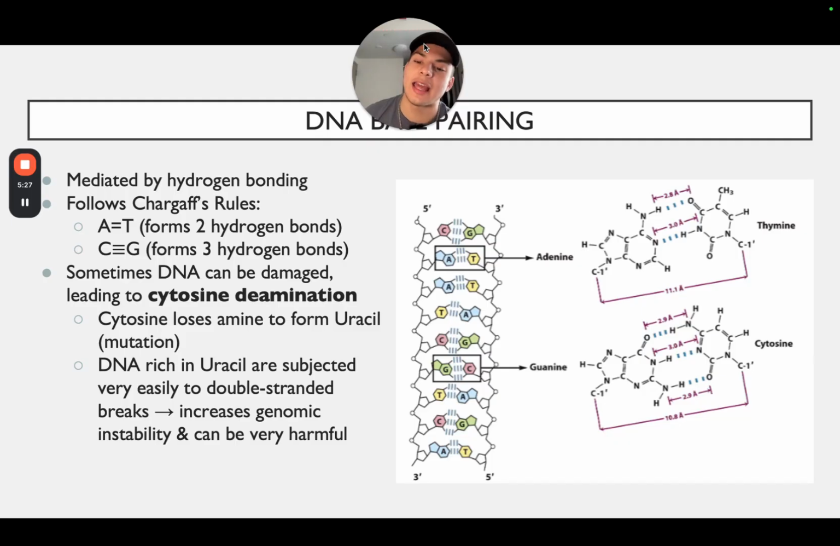Sometimes DNA can be damaged, leading to cytosine deamination, which just means that you get rid of the amine group from the ring, and that causes damage within the DNA because you can't form those hydrogen bonds like normal. So cytosine loses its amine to form uracil, and we know uracil is only found in RNA, not in DNA at all. So we know this is bad in the DNA replication sense. In mRNA, obviously a little bit different story, but we won't get into that. That's much more nuanced than this class needs. DNA rich in uracil is subjected very easily to double-stranded breaks, which increases genomic instability and can be very harmful. So all you need to know is if cytosine gets deaminated into uracil, that is very bad.